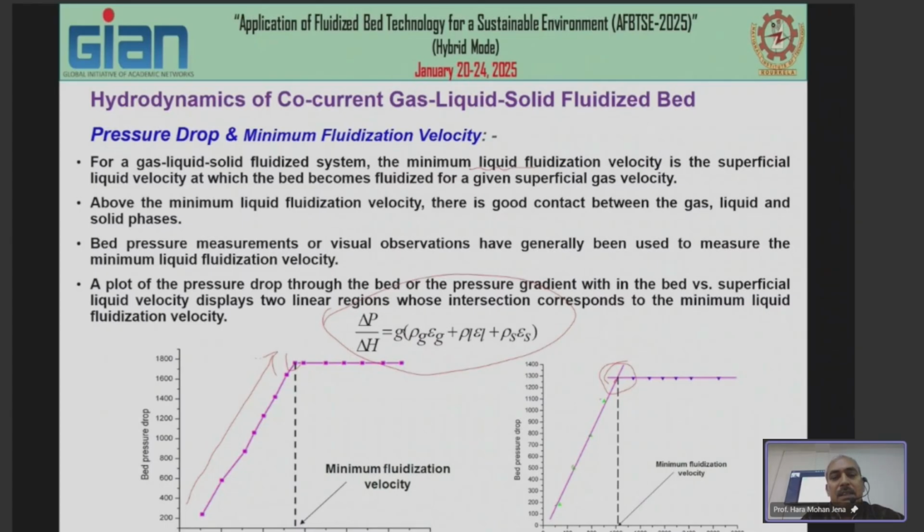g is the gravity, times the density of the gas phase multiplied by the volume fraction of the gas phase, plus the density of the liquid phase multiplied by the volume fraction of the liquid phase in the bed, plus the density of the solid multiplied by the volume fraction of the solid phase in the bed. So that constitutes the pressure gradient in the bed.